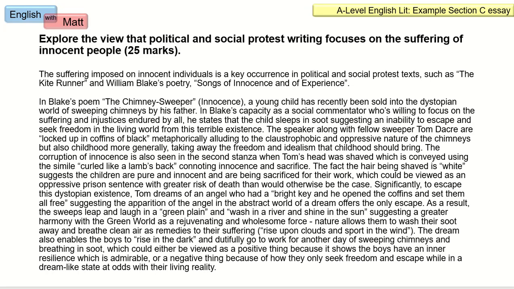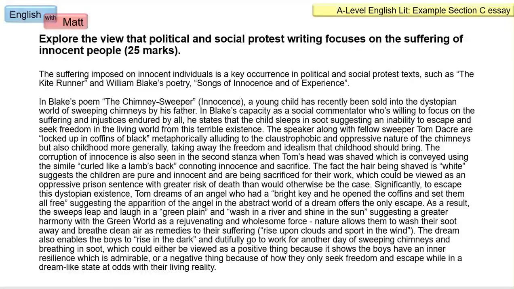this terrible existence. The speaker, along with fellow sweeper Tom Dacre, are locked up in coffins of black, metaphorically alluding to the claustrophobic and oppressive nature of chimneys, but also childhood more generally, taking away the freedom and idealism that childhood should bring. The corruption of innocence is also seen in the second stanza, when Tom's head was shaved, which is conveyed using the simile curled like a lamb's back, connoting innocence and sacrifice. The fact the hair being shaved is white suggests the children are pure and innocent and are being sacrificed for their work, which could be viewed as an oppressive prison sentence with greater risk of death than would otherwise be the case.